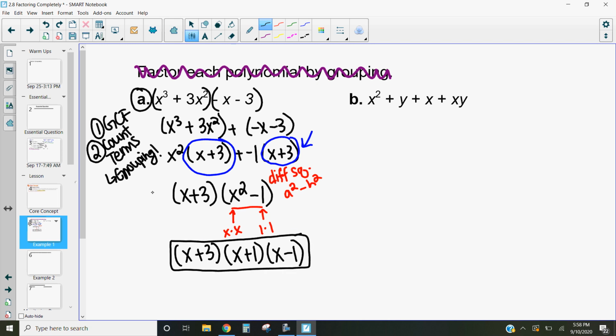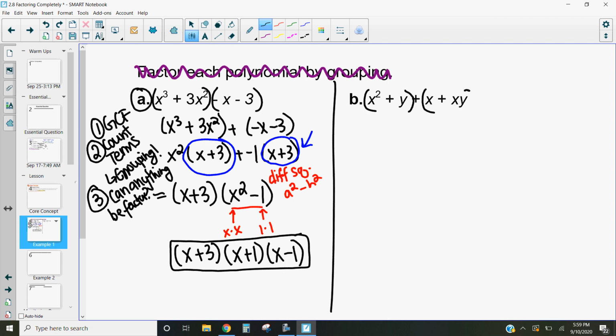So once I get to this step and I factor it, the third thing I need to do is check, can anything else be factored? And usually it has to have an x squared, it has to have an x cubed, something like that to break it down again. So let's take a look at this next one, run through our 3 things again. Greatest common factor. There is no greatest common factor here. So count my terms, 1, 2, 3, 4. I have 4 terms. That means I'm going to do grouping. So group this, group that.